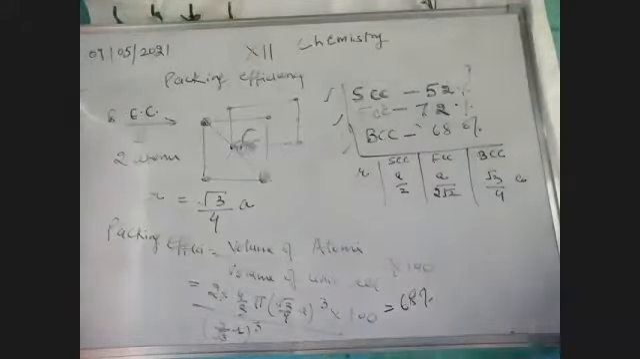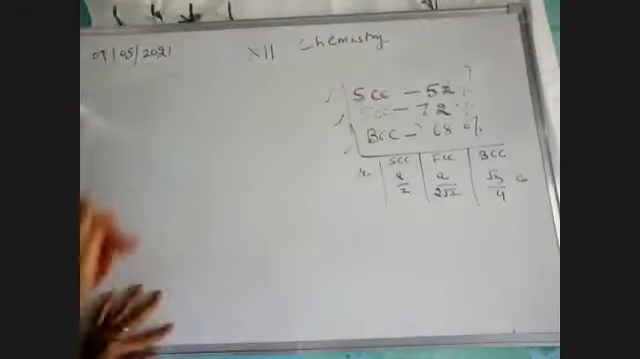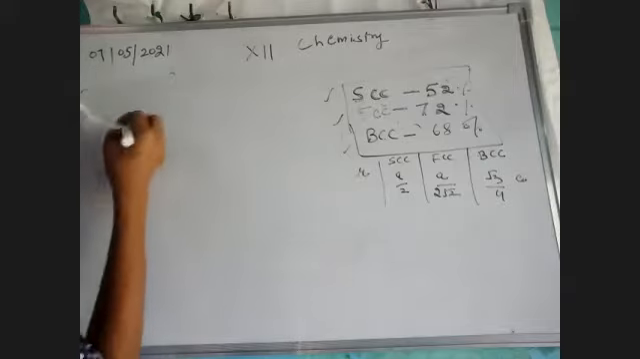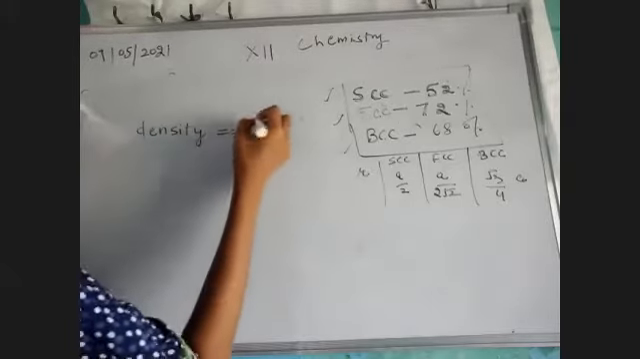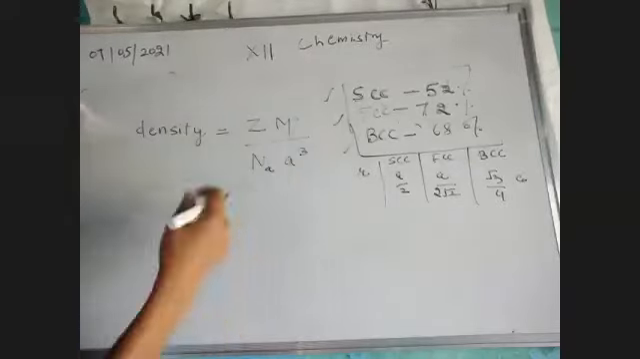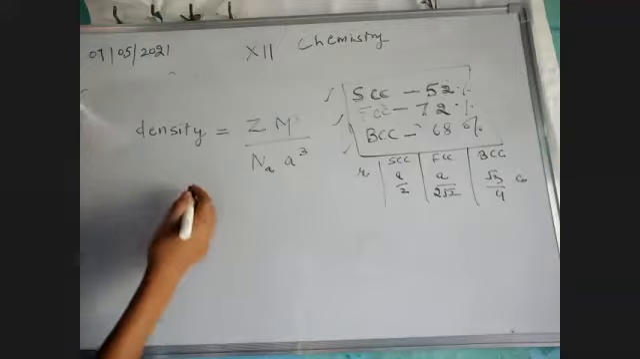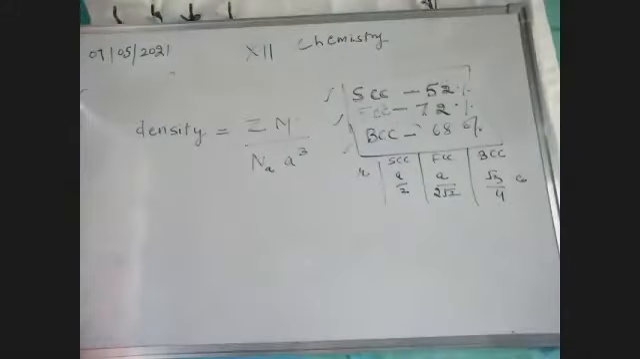We have to do the calculation of unit cell dimensions. I'm going to rub this. Now we have a simple formula that if we have to calculate the density, it would be equal to this. Let me represent what these actually represent. The density is equal to Z into M divided by NA a cube. Now what do Z, M, and a, all these terms, define for us?